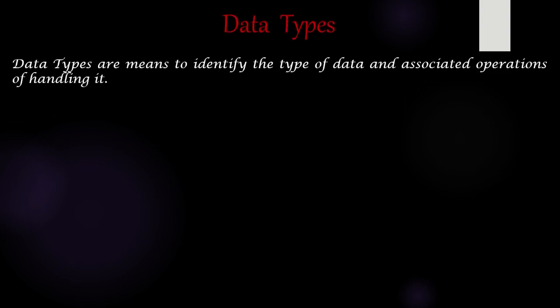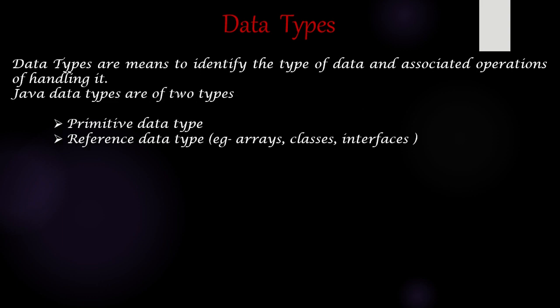Now let us have some information regarding data types. Data types are means to identify what type of data we have and the associated operations for handling it. In Java, there are primarily two types of data. One is primitive data type and the other one is reference data type. Reference data type we will not be going into details now. For now we will concentrate on the primitive data types.